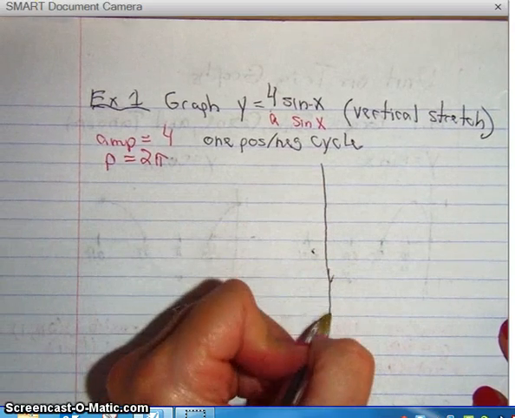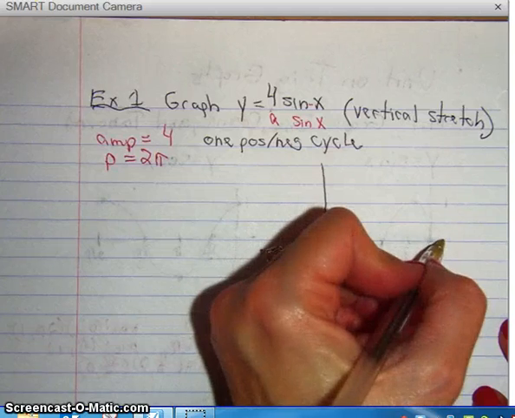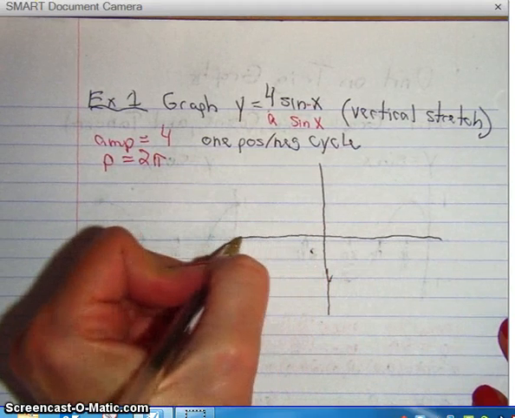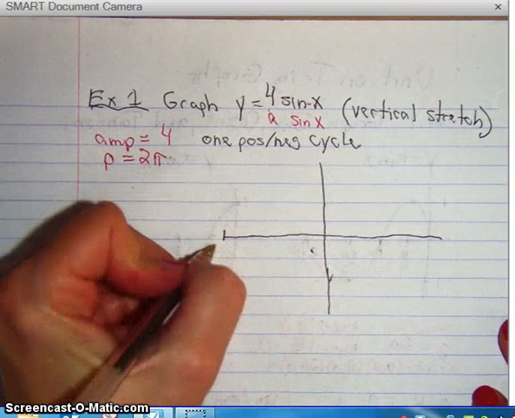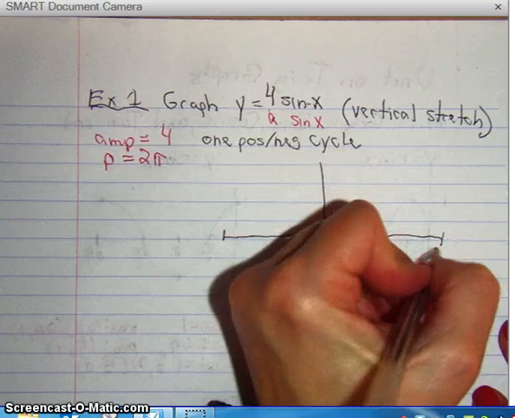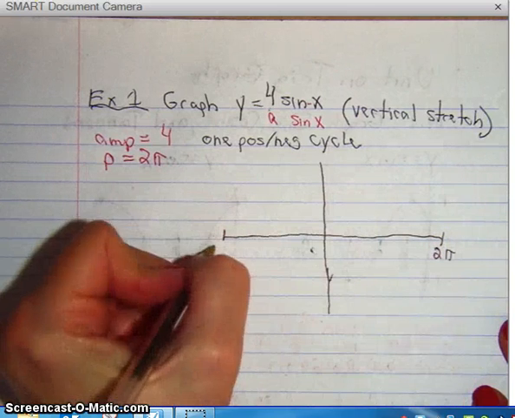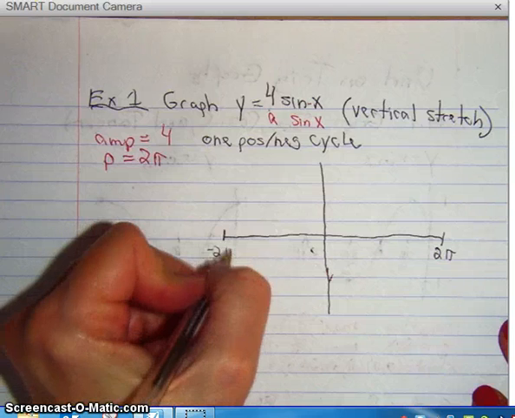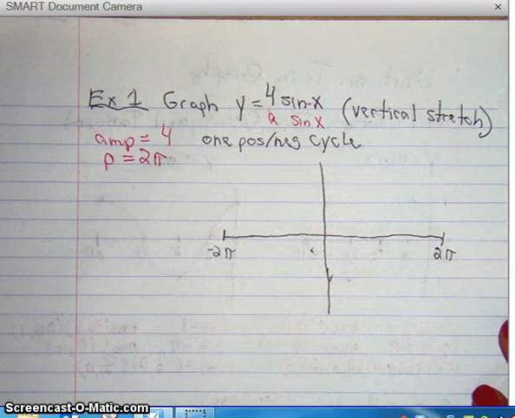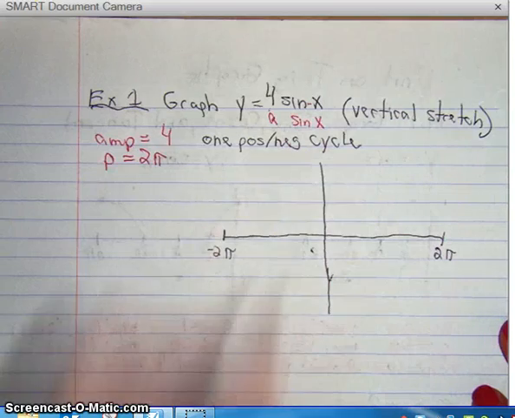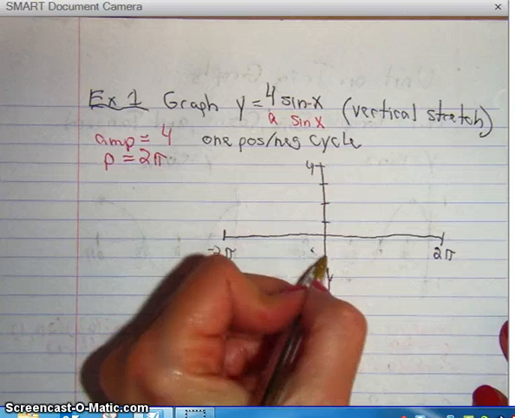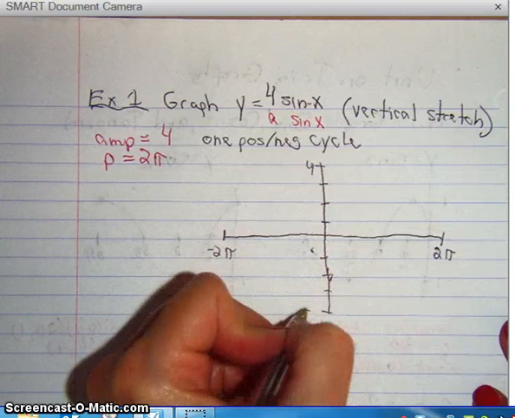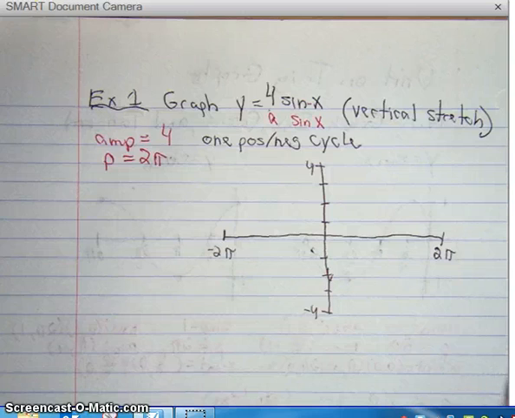Now, amplitude is 4. So we're going to have to stretch this puppy out a little bit. Okay? Autumn said the period is still 2 pi. So on the positive side, we have to go to 2 pi. On the negative side, we have to go to negative 2 pi. Amplitude is 4. So let's go 1, 2, 3, 4. And 1, 2, 3, 4, negative 4. Okay? Next, do your halfway points.